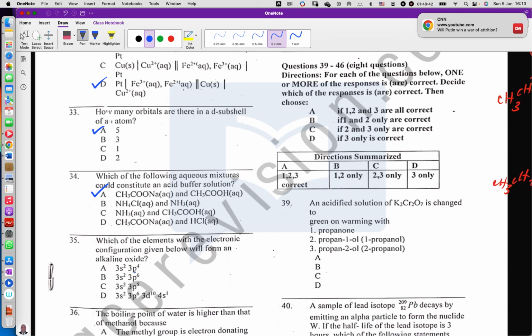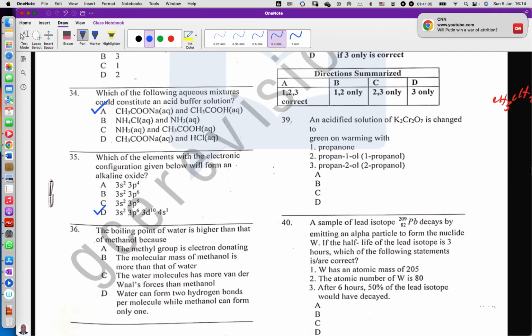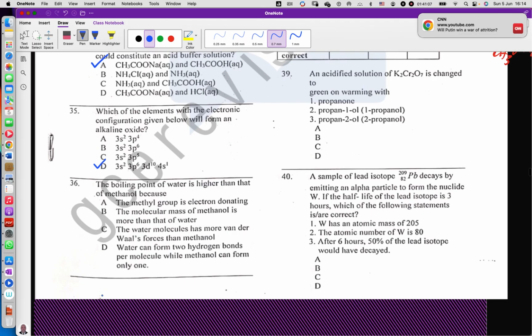And which of them here is the group 1 metal? It is this one, 2, 8, 8, 1, that is 19, and 19 is potassium. So D is the right answer.